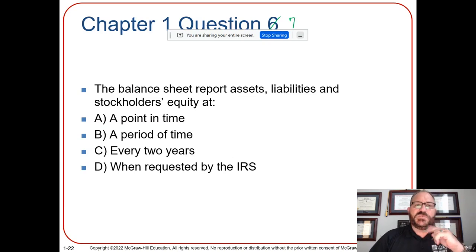The balance sheet reports assets, liabilities, and stockholders' equity at, and now you have to say, what time does it report them at? Again, question number 7. Make sure you write it down for your quiz.